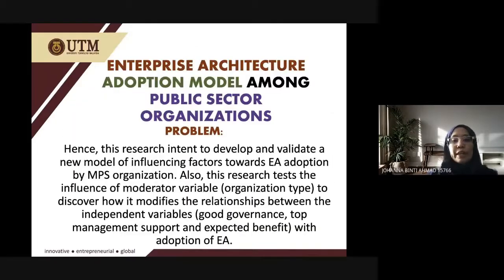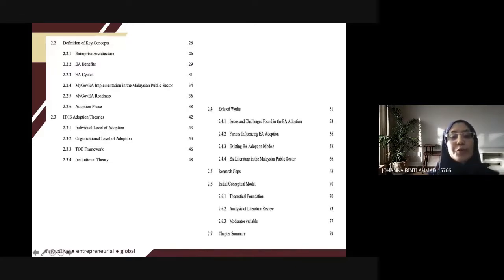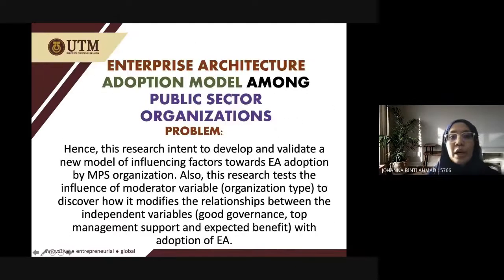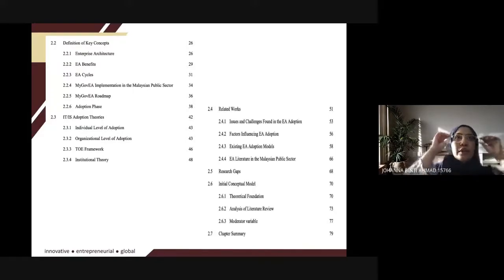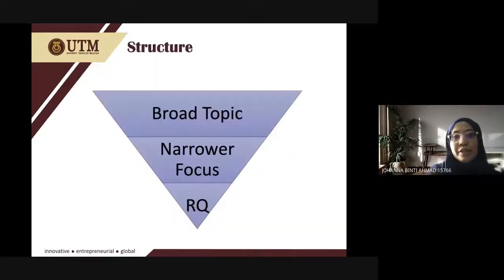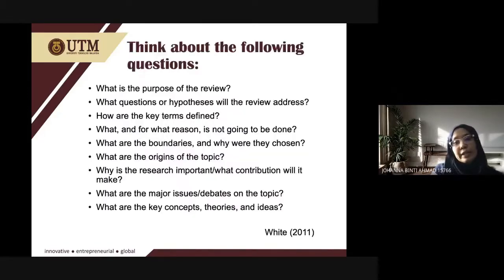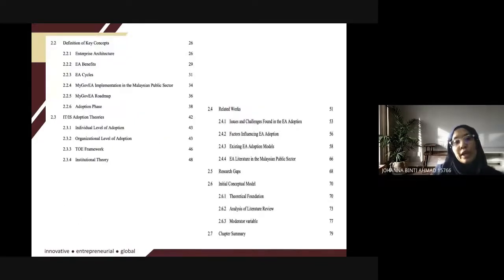And then in 2.3 here, we can see the adoption theories, because we are trying to focus on the adoption model. So that's why in your LR also you need to have one section that explains about the adoption theories. Definitely adoption is the main concept. Like if you remember my structure, the broad topic would be adoption. When we go to the narrower, definitely there will be some adoption models that have been done before, right? So that would be the narrower.